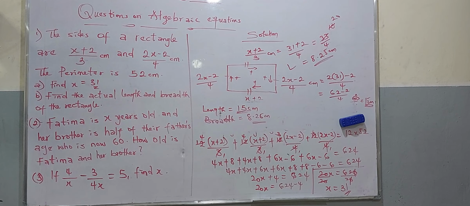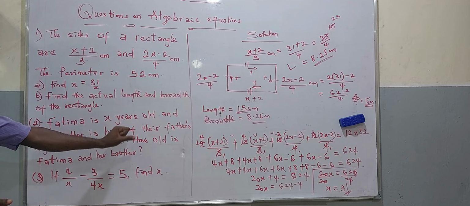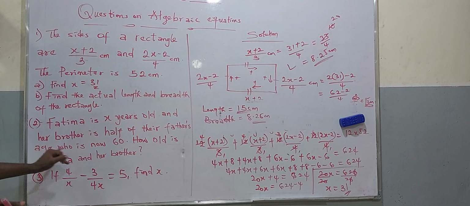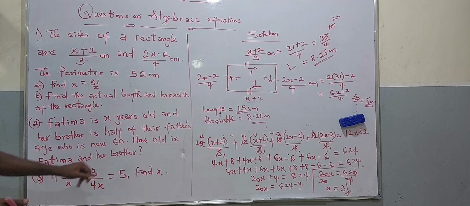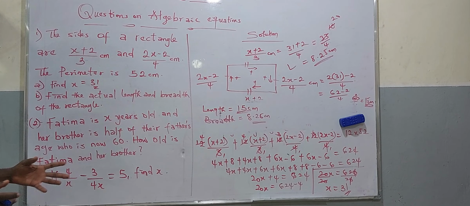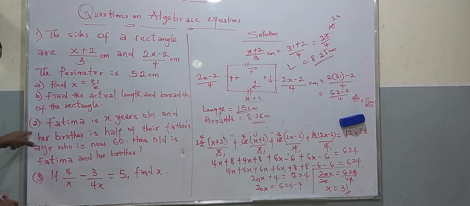Now, if we have been able to solve that question, let me see question 2. Fatima is X years old, and her brother is half of their father's age, who is now 60. How old is Fatima and her brother? So we are going to have an algebraic expression for this solution. I want you guys to answer the question.